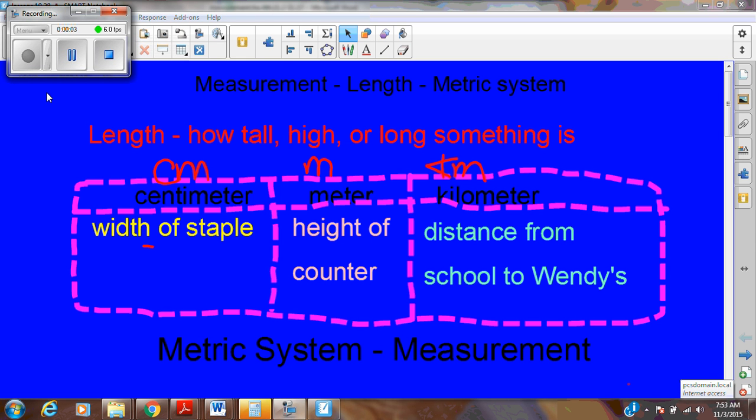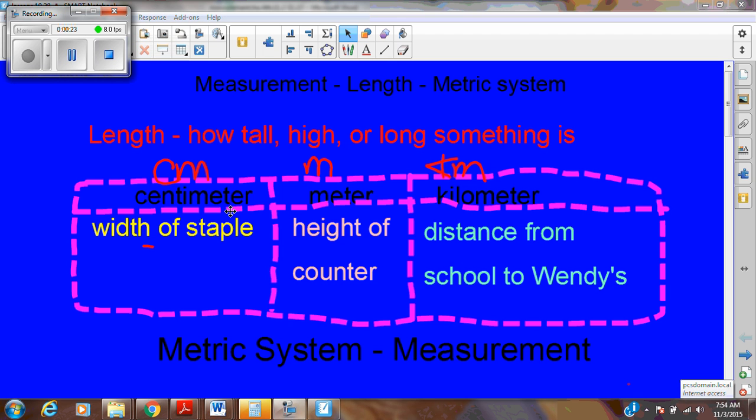Measurement, length in the metric system. Today we are going to talk about how we measure length. Length is how tall, high, or long something is. In the metric system, the unit used for length is called meters, right here in the middle.